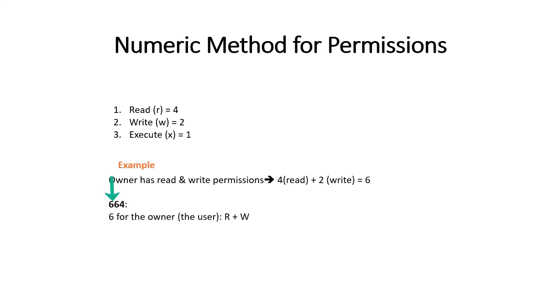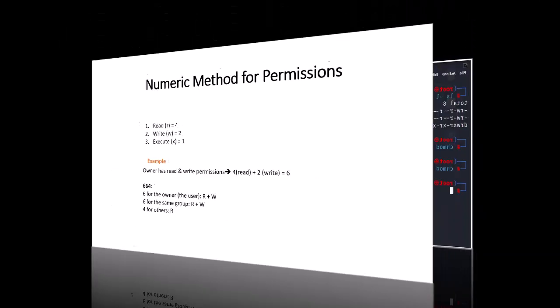So, for the numeric number 664, the owner has read and write permissions. And that's why we have the number 6. Now, the people in the same group have read and write permissions as well. And others have read permissions only. So it is number 4. And that's why we use the number 664 in the chmod command to apply the new permissions.